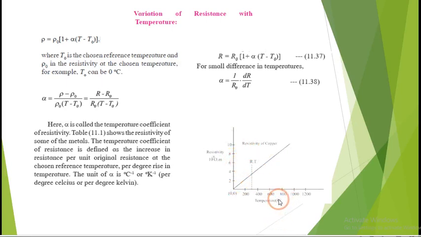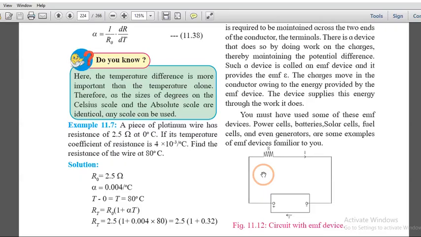Let's go through one example related to this. A piece of platinum wire has resistance of 2.5 ohm at 0 degree Celsius. If its temperature coefficient of resistance is 4 into 10 raised to minus 3 per degree Celsius, find the resistance of the wire at 80 degree Celsius. Now the chosen temperature is 80, right?